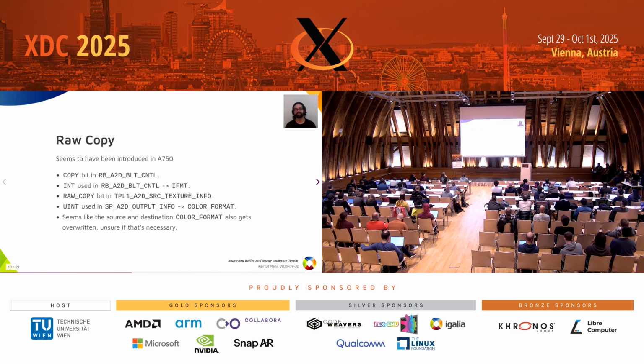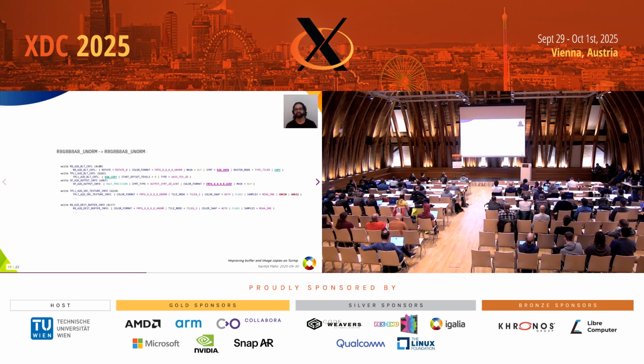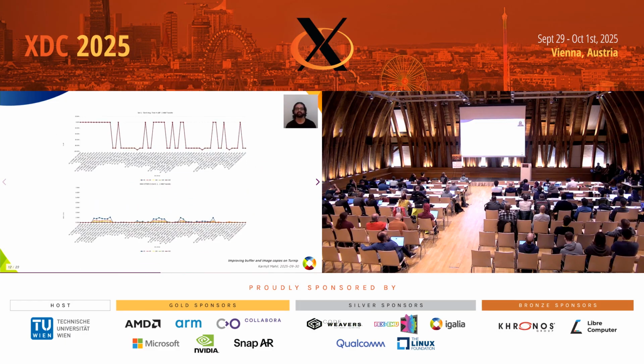So let's talk about raw copy now. With A750, new functionality was added into the A2D. We can make use of this functionality by setting the copy bit, the raw copy bit, using the int internal format and the uint color format in the setup registers. This is what the differences look like in the command stream. And let's see some benchmark results now.